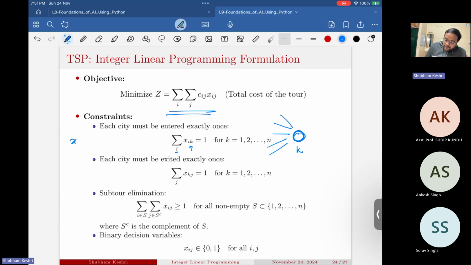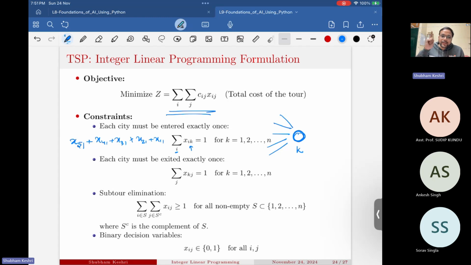So suppose we are fixing city first. The first city we are fixing. So it will be x51 plus x41 plus x31 plus x21 plus x11. All these are entering 1. 51 means 5 to 1, 41 means 4 to 1, 31 means 3 to 1, 21 means 2 to 1, and 11 means 1 to 1. That doesn't matter. So this summation has to be 1.